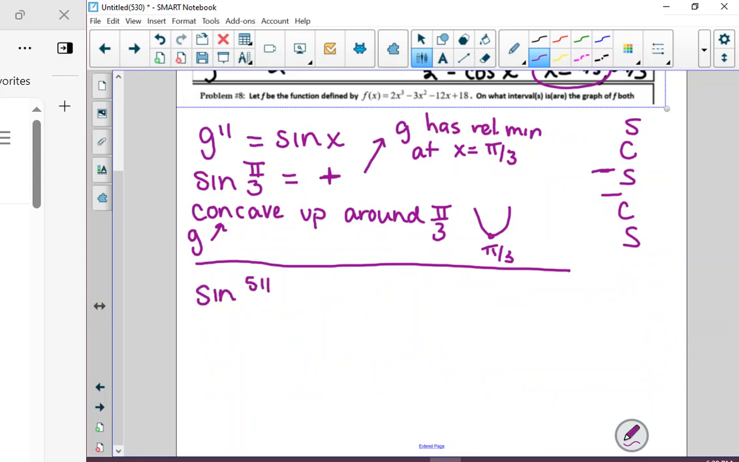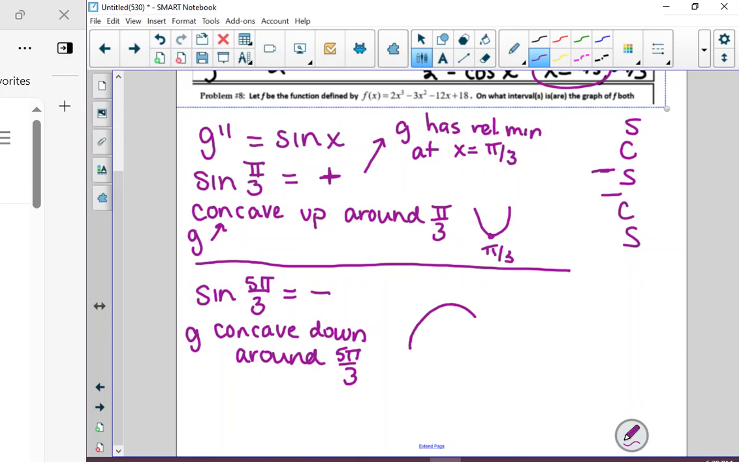Sine at 5 pi over 3, that's quadrant 4, is negative. That means g is concave down around 5 pi over 3. Concave downness looks like this. That 5 pi over 3 is a critical value. It's a place where the derivative equals 0. So g has a relative max at x equals 5 pi over 3.